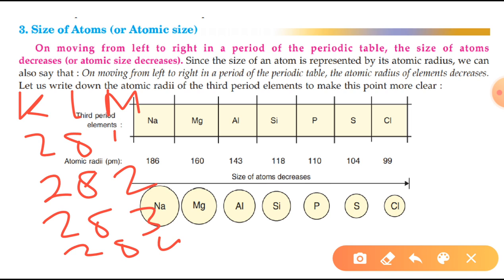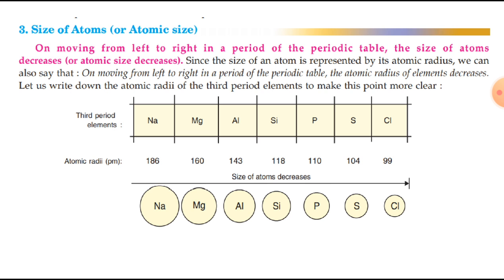You can say the number of electrons are being filled in the same shell, and because of increase in nuclear charge the size is decreasing. So we have seen the trend as well as the reason. Let's move to the next topic.